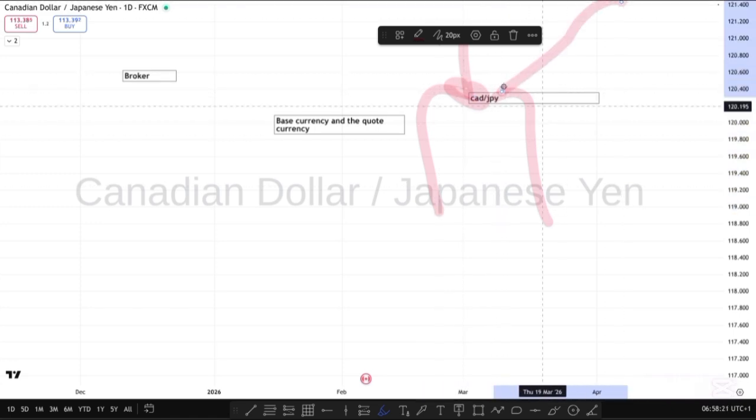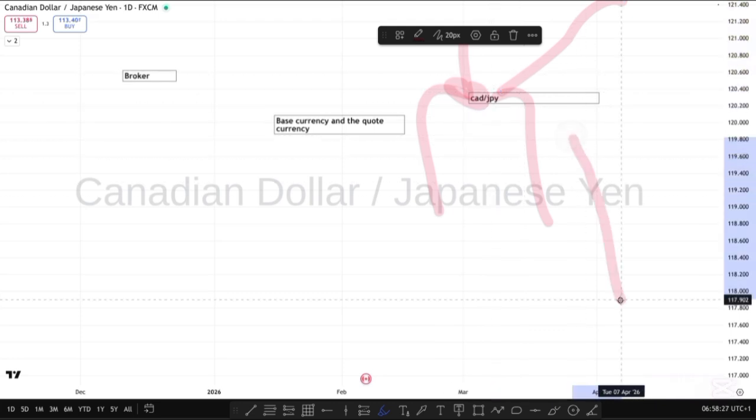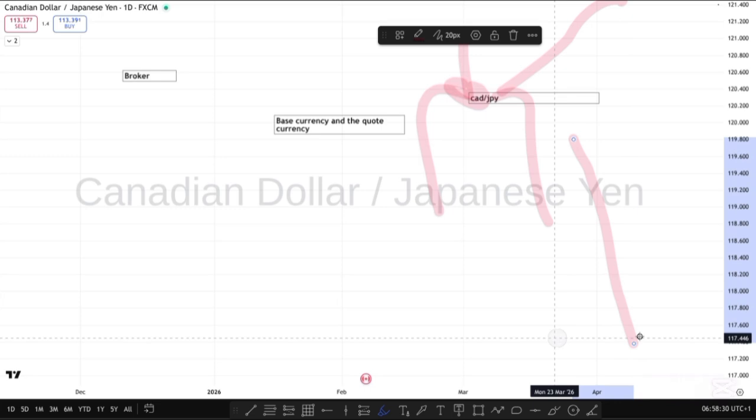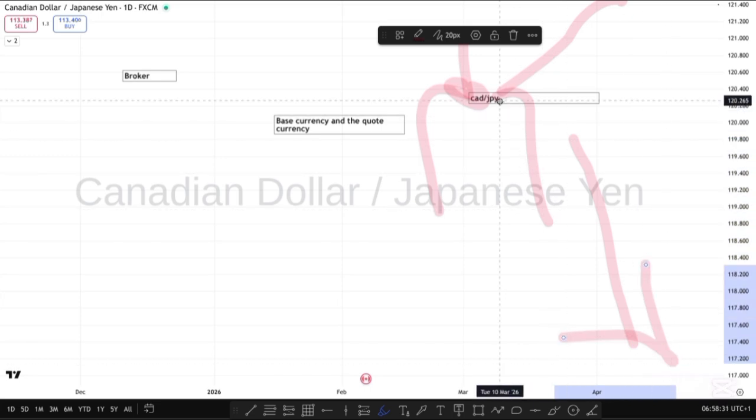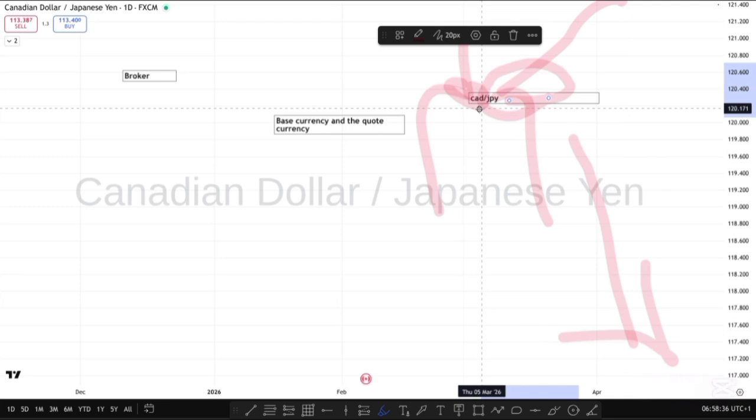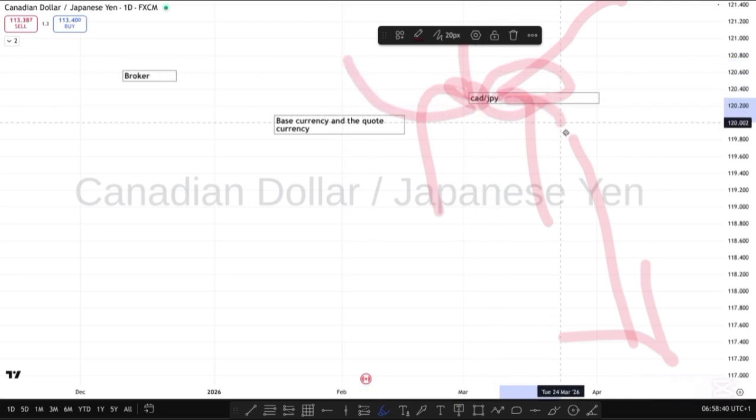Now, let's say we are looking at the chart of CAD JPY, and we observe that the market is selling, price is selling. What that implies for us is that JPY, which is the quote currency, currently has more strength than Canadian dollar, and so the market has more investors selling CAD to buy JPY.